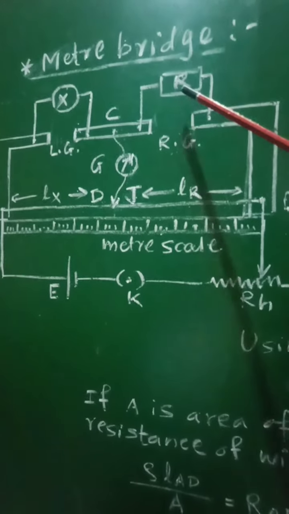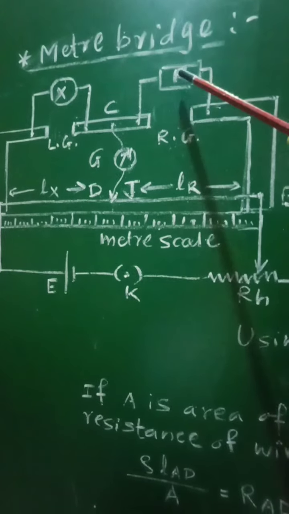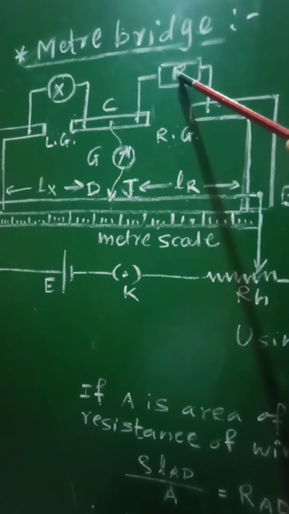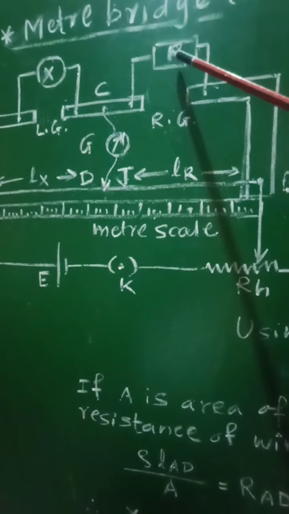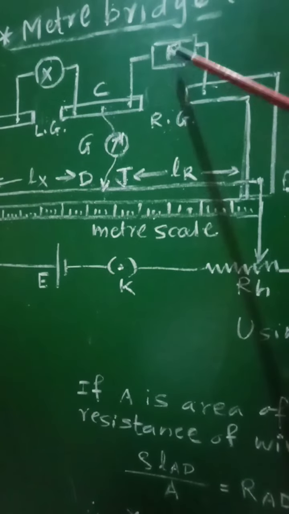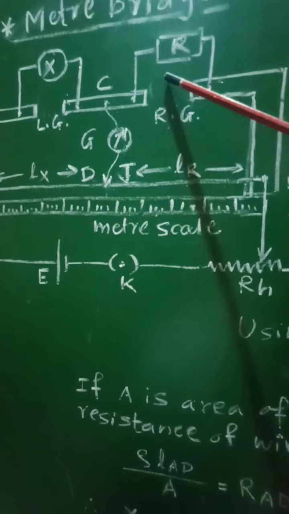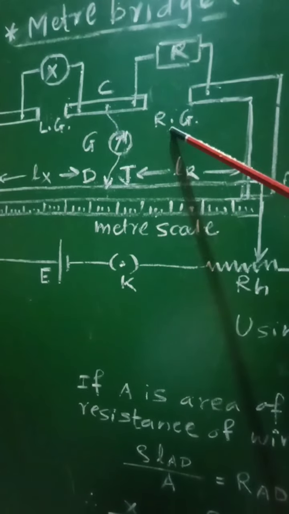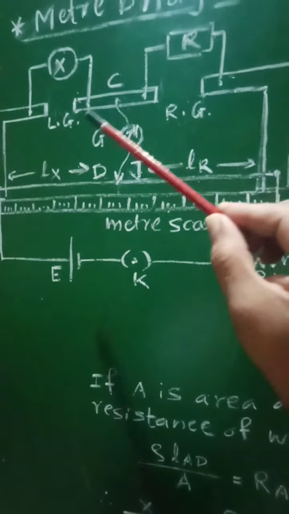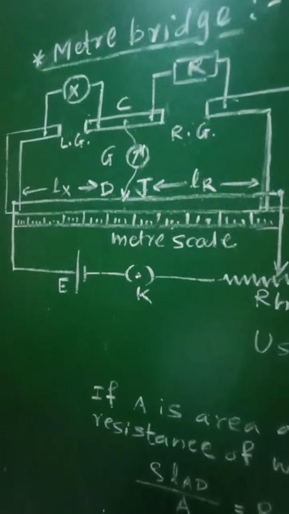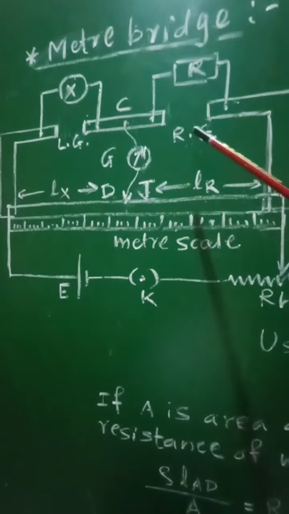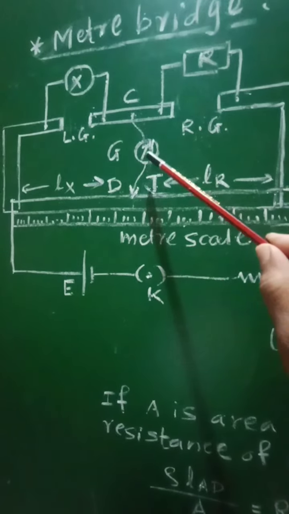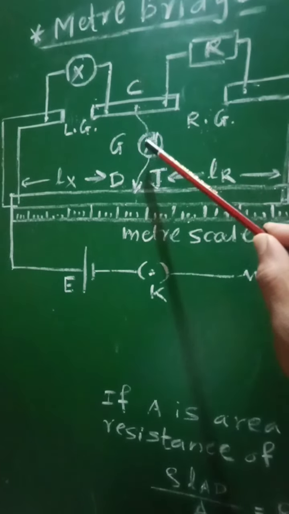A suitable value of resistance R from this resistance box is selected, that is, a proper value of resistance R from this resistance box is introduced in the right gap, so that this bridge will get balanced. Now when this bridge is balanced, this galvanometer will show zero deflection.